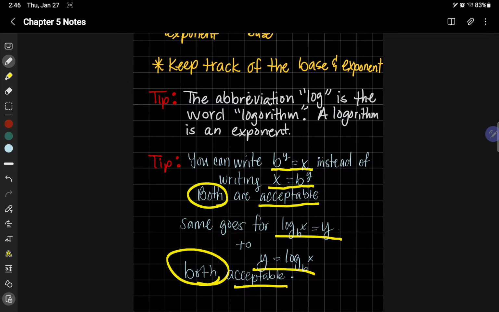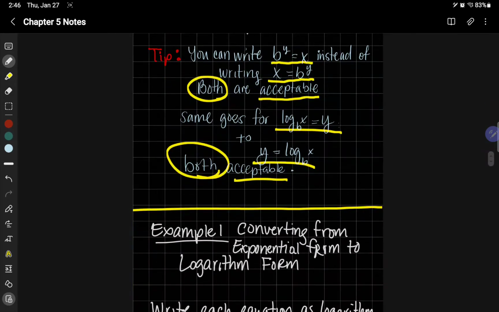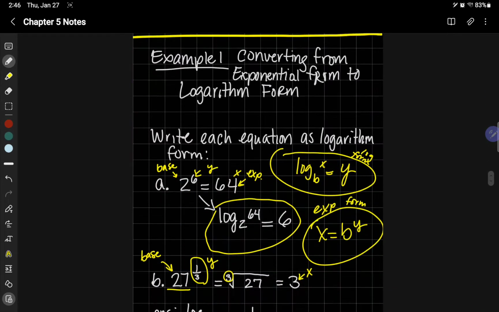So as I continue here, you can write it in reverse form, and it's both acceptable. I make sure I highlight those to know that this is important. If you don't really pay attention to that, you might be a little bit confused, because I was confused a little bit. And the same goes for log base b of x equals y. It would look like this too, but both are acceptable as long as you get the correct response.